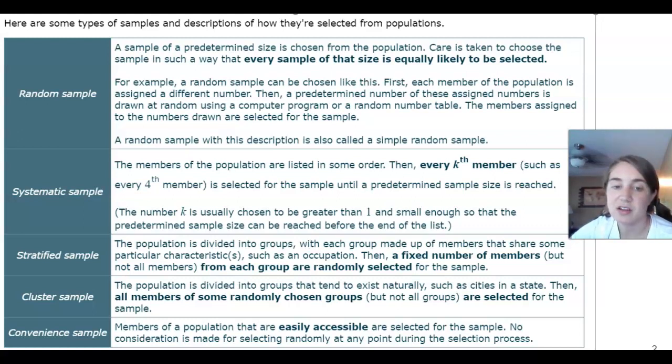Stratified: the population is divided into groups, and each group is made up of members that share some particular trait. Then a fixed number of members from each group are randomly selected. Cluster: they're divided into groups. Then all members are randomly chosen from certain groups.